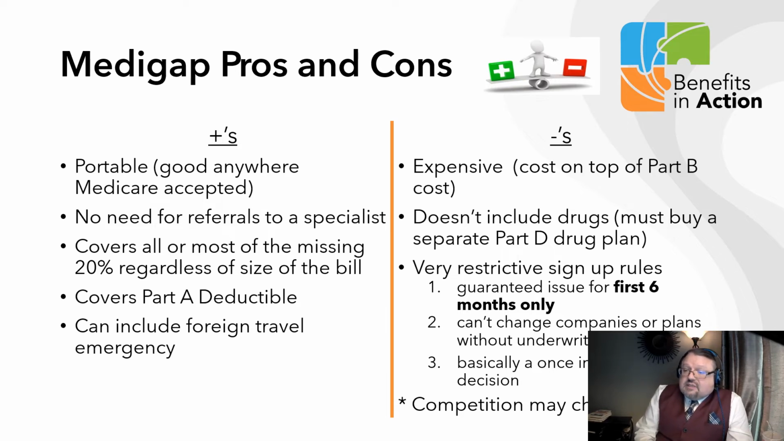The downside, of course, is that you're paying that additional premium on top of your Part B premium. It does not cover any of the out-of-pocket expenses associated with your Part D drug plan. And you are only guaranteed issue for the first 6 months of your Medicare eligibility. What that means is it is only during the first 6 months of your Medicare eligibility that you can sign up for one of these Medigap supplement plans without having to provide any kind of information about your medical history.